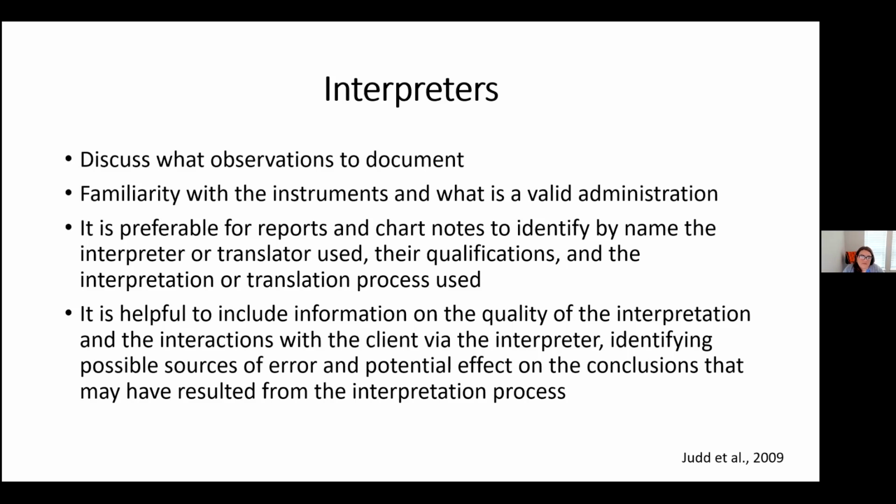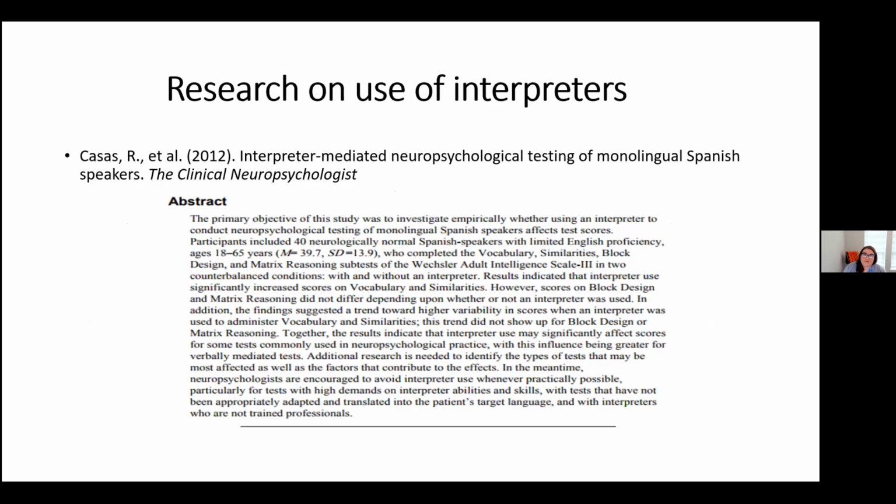And it's helpful to include all of this, the terms of quality of the interpretation, the interactions that the interpreter had with the patient, identifying possible sources of error and potential, like documenting all of that, right? Because when we're asked, is it a valid assessment, that is going to be part of that validity, right? Because there was a use of an interpreter. Because research on the use of interpreters highlights that. Dr. Casas in 2012 did an interpreter-mediated neuropsychological testing of monolingual Spanish speakers.